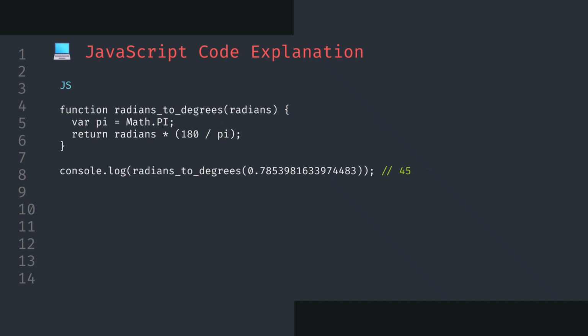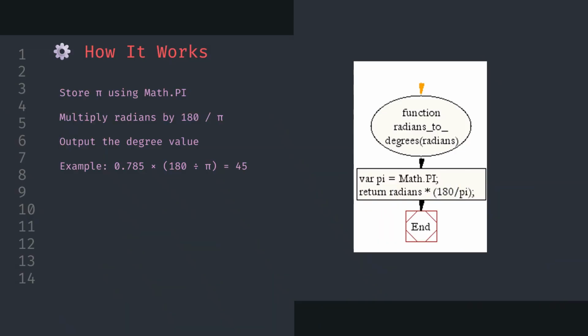Let's break down how this formula actually works. This formula is the reverse of converting degrees to radians. We're scaling our radian input based on how many degrees fit in a full circle: 180 degrees over pi radians. This formula works for any angle you pass in.